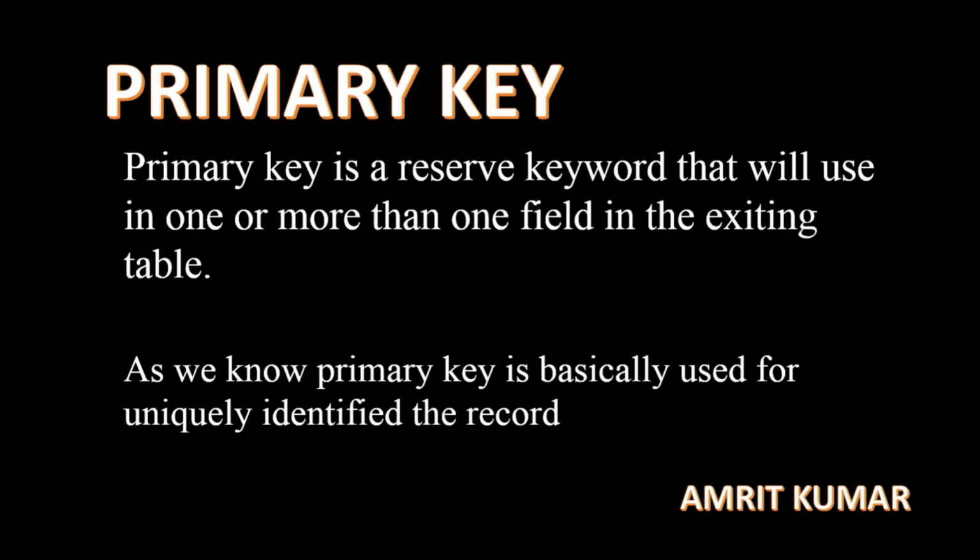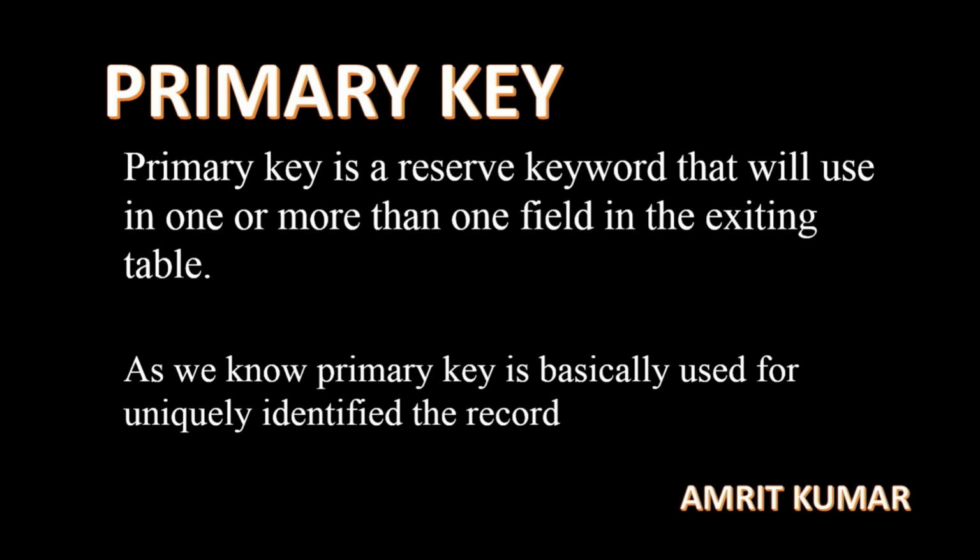So it's final, and we know about the primary key. In the previous videos on the properties of the table we have discussed that. But if we have to apply the primary key on a field, how can we apply it? First of all, read what the primary key is, what it means. Primary key is a reserved keyword that is used on one or more than one field in the existing table.